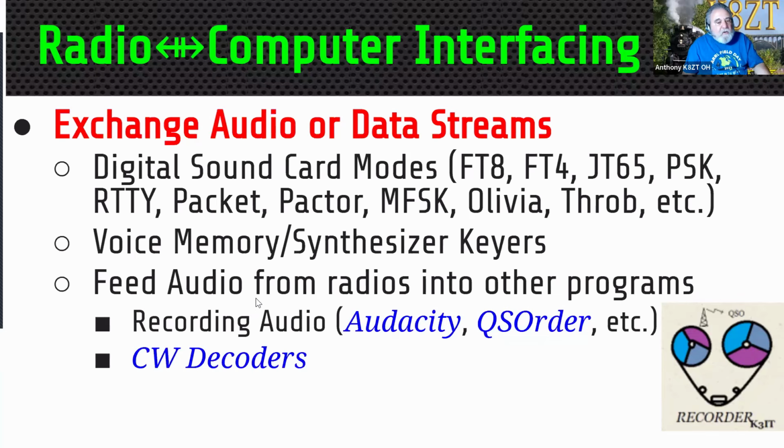We can also feed the audio coming in from the radio to other programs on our computer. So if you want to record audio, you could use something such as Audacity, which is an audio recorder available for a number of platforms. There's also a very neat tool called QSO Recorder. It is set up so it'll sit in the background while you're contesting, and it'll only record when it's hearing things, so it won't record dead air time. So you can actually record your QSO.